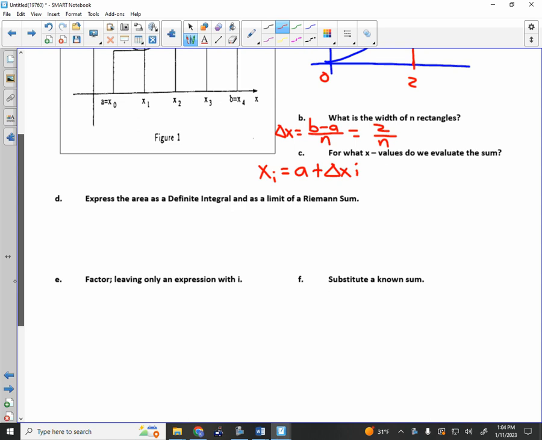So watch how easy this becomes, you guys. What is your A value? 0 plus, what is the width? 2 over n times i will just be 2i over n. And what's 0 plus 2i over n? Just 2i over n. So that's not tough, is it? i refers to the rectangle number. So it's the first rectangle, second rectangle, third rectangle, fourth rectangle, and so on and so forth. Okay?